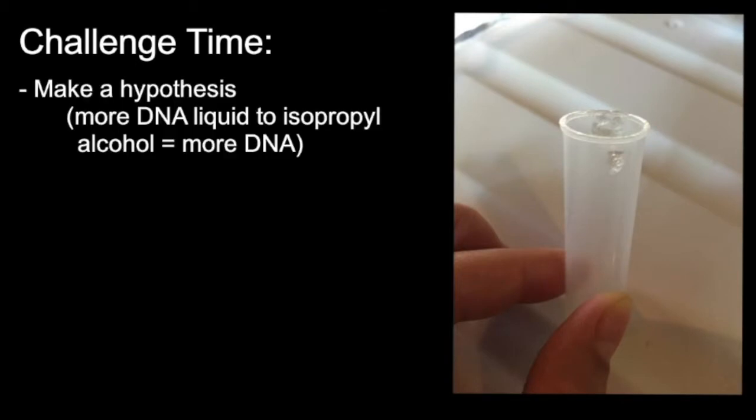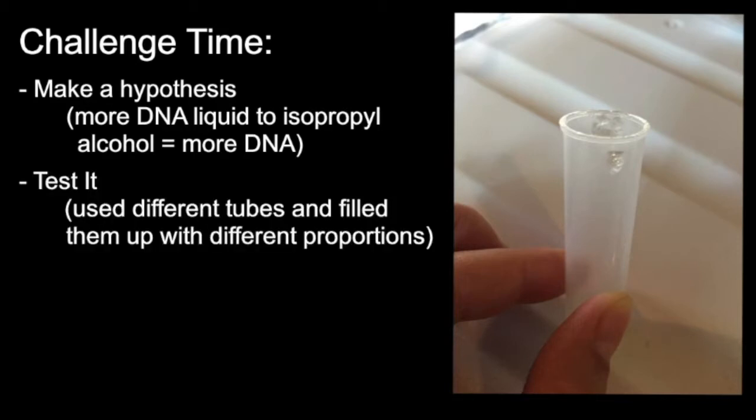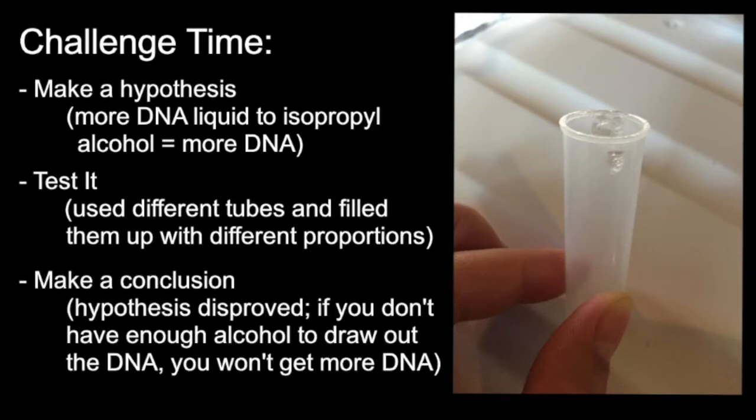The challenge of this activity is to make a hypothesis, test it, and make a conclusion. For my hypothesis, I said more DNA liquid to isopropyl alcohol will give me more DNA. Then I tested it. I used different tubes and filled them up with different proportions of the DNA liquid, then filled them up to about the same mark with isopropyl alcohol. Lastly, I made a conclusion. My hypothesis was disproved because if you didn't have enough alcohol to draw out the DNA, you won't get as much DNA.